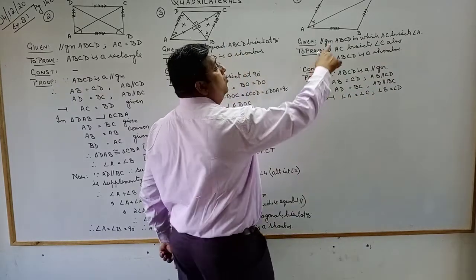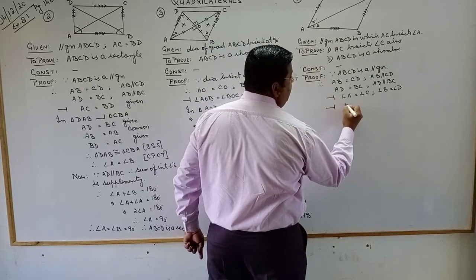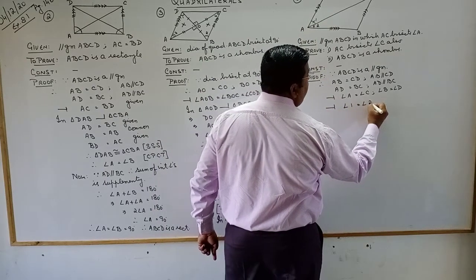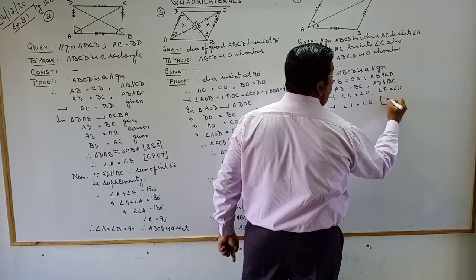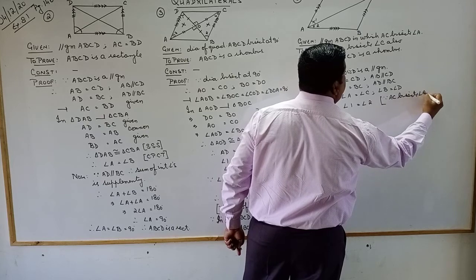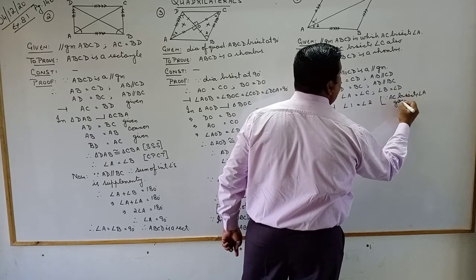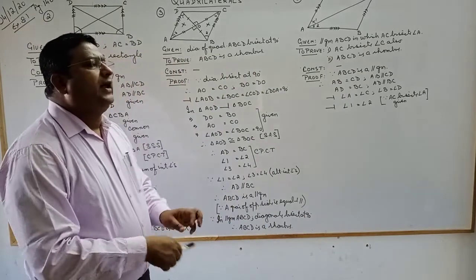With this, one more thing is given, that angle 1 and 2 are equal, angle 1 is equal to angle 2. Write down the reason. Because AC bisects angle A. This is also given to us, not new. So just prove that it is a rhombus.